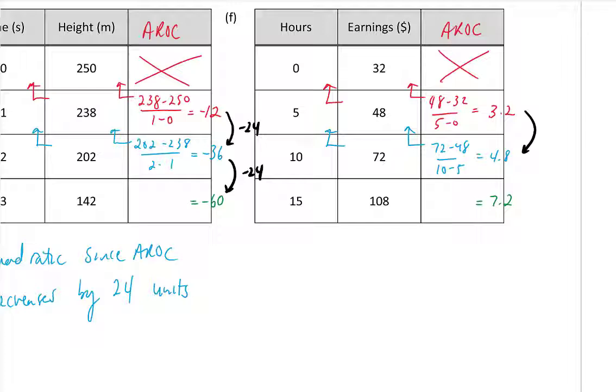Again, if we look at these here, this one increases by 1.6. And then to go from here to here, that increases by 2.4. So since the average rate of change varies, as well as how much it goes up by, then this is not a quadratic relation.